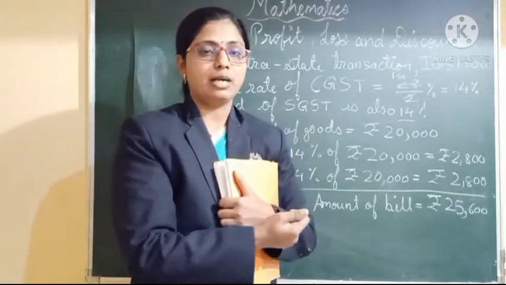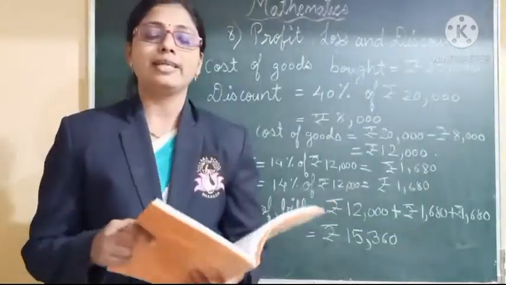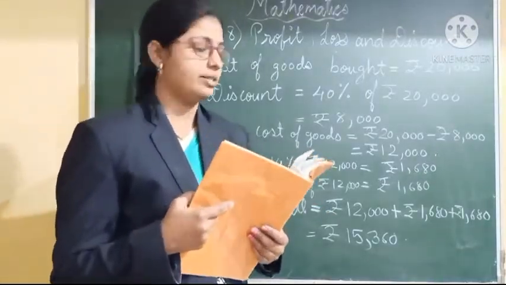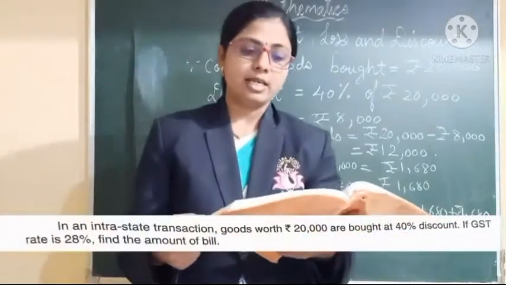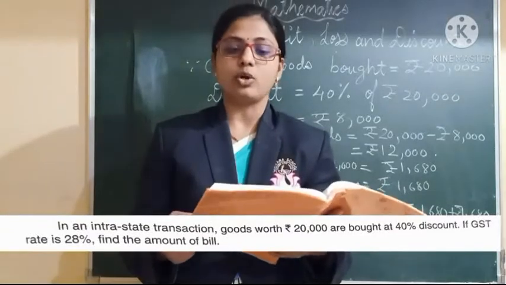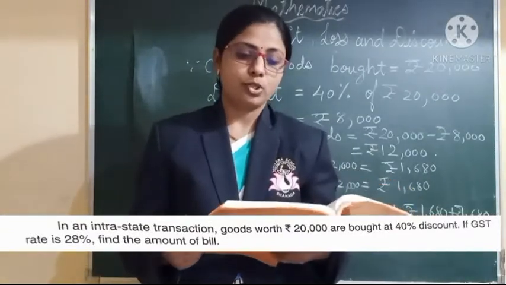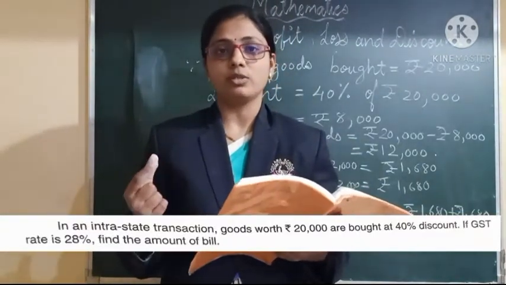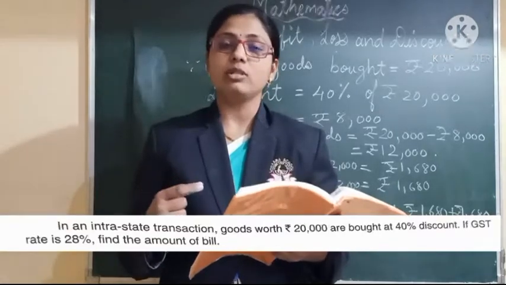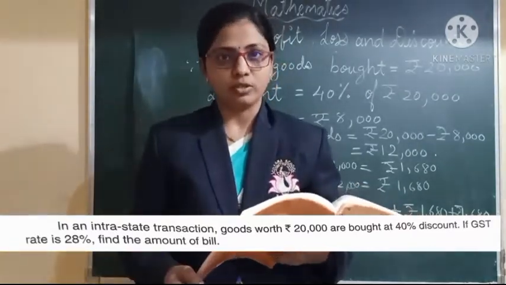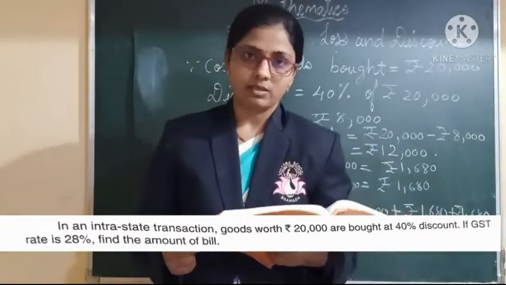So in this way, if GST is given, we have to find out with the help of the example. Okay. Now let us have a look at a different type of example which is based on GST. So the example is: in an intrastate transaction, goods worth rupees 20,000 are bought with 40% discount. So the price of the goods is 20,000 and the discount they got is 40%. If the GST rate is 28%, find the amount of the total bill.